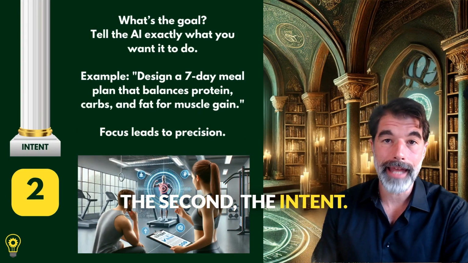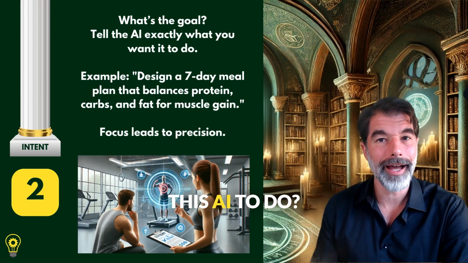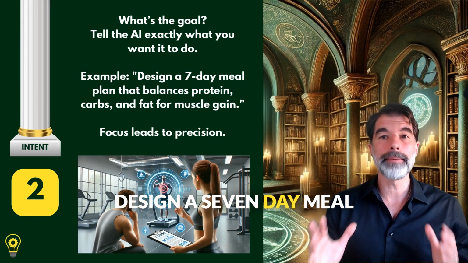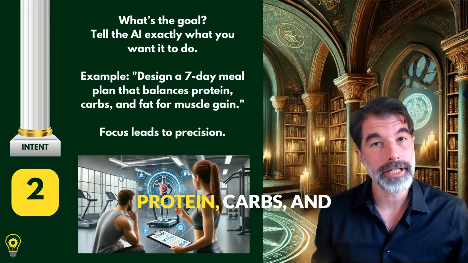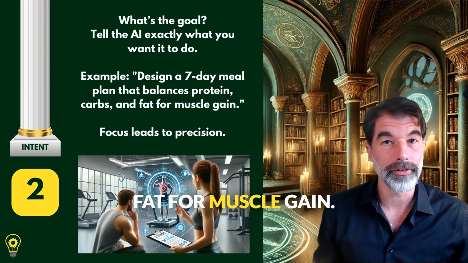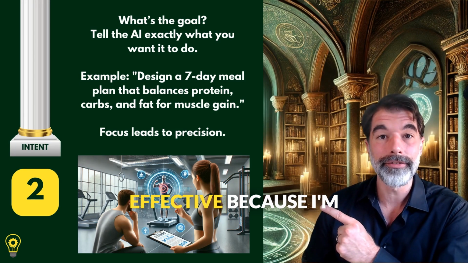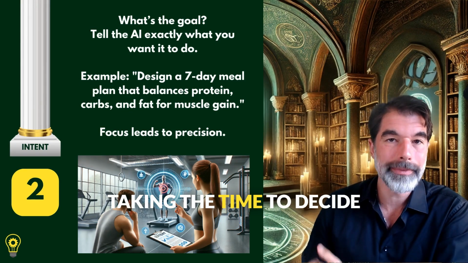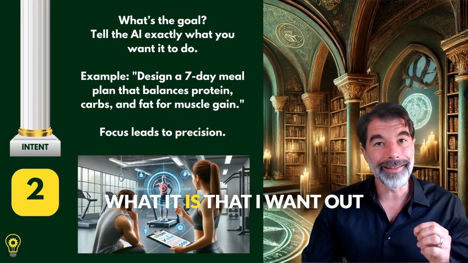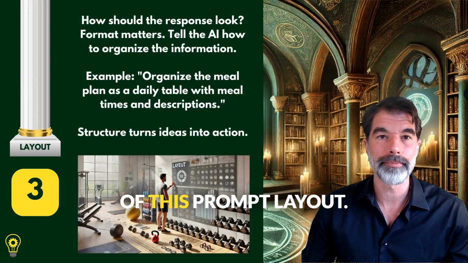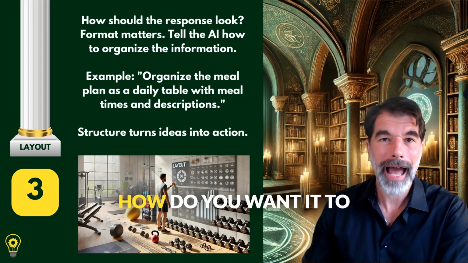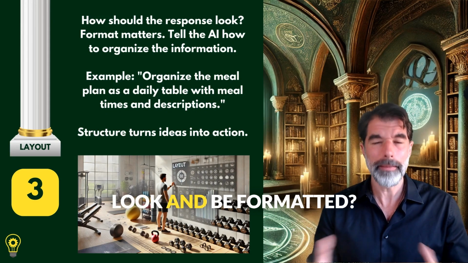The second, the intent. What's the goal? What do you want this AI to do? Design a 7-day meal plan that balances protein, carbs, and fat for muscle gain. You see how specific this is getting? It's going to be more effective because I'm taking the time to decide what it is that I want out of this prompt.